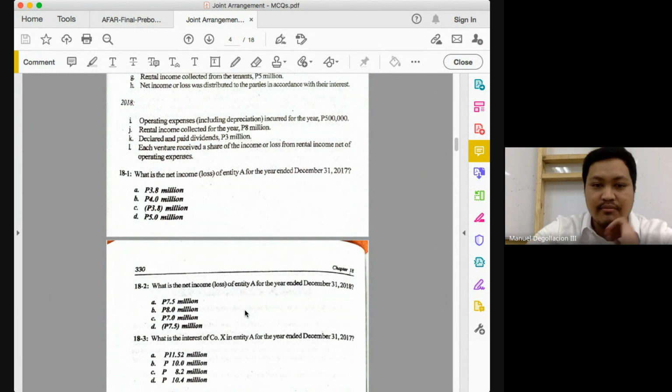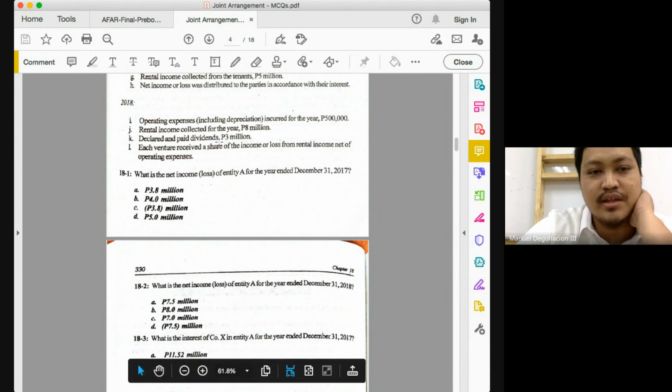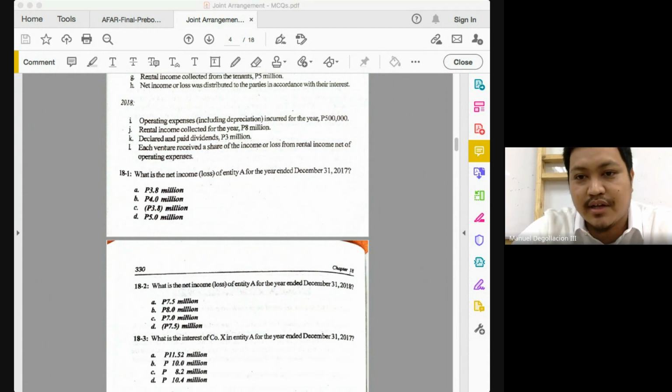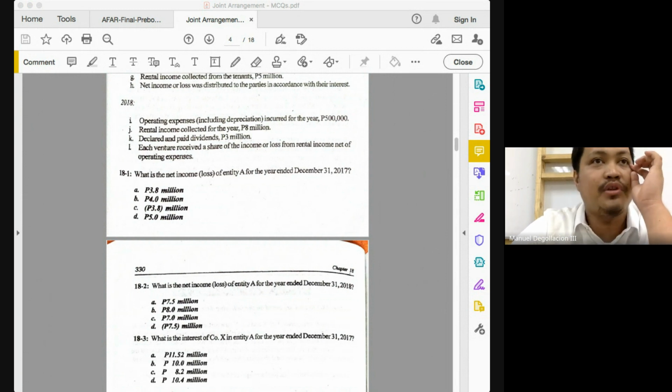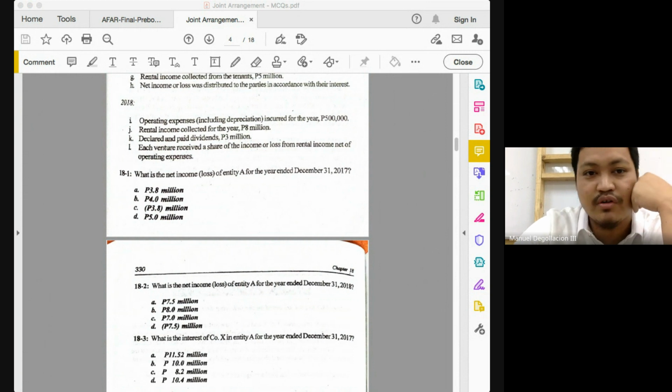Next, what is the net income? Okay, this time for 2018. So focus on the operations in 2018. Operating expenses. This time it specified that depreciation is included in the amount of 500,000. Okay, and then what else will be relevant in our computation? Rental income, again, would be 8 million. Declaration and payment of dividends, class, will that affect your computation of income? The answer is no. Okay. Next, each venturer receives a share. Again, the last one is just a distribution of your profit.